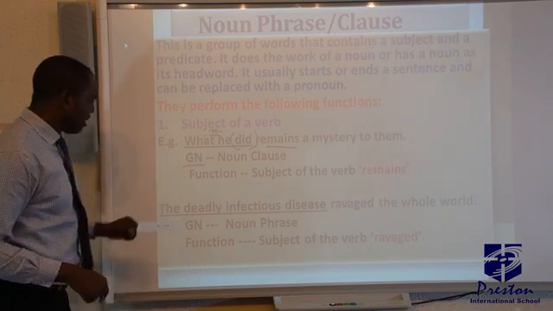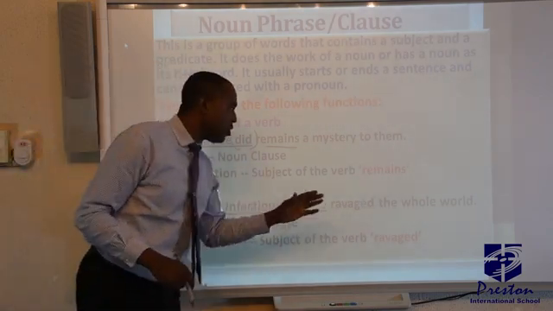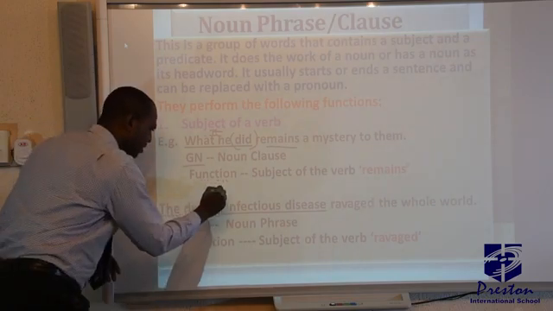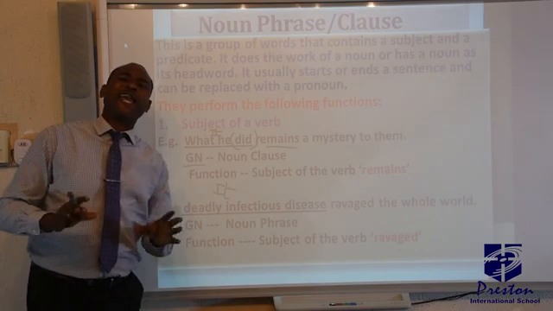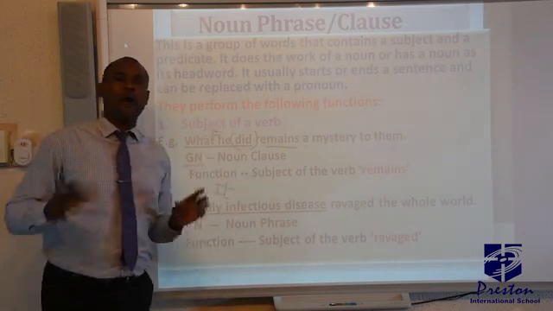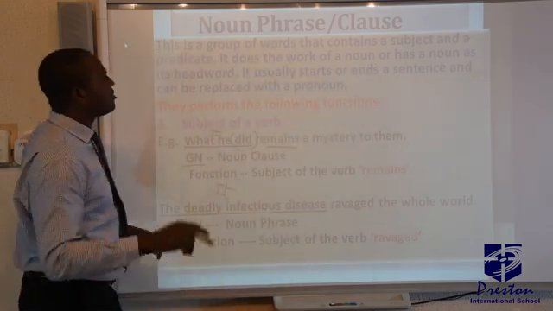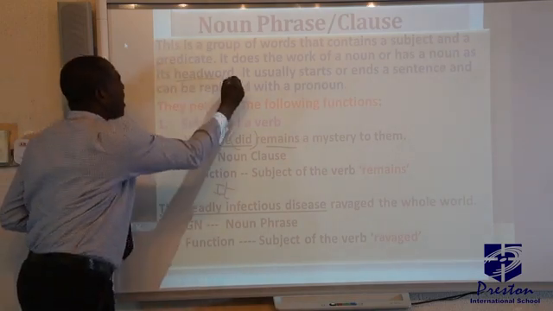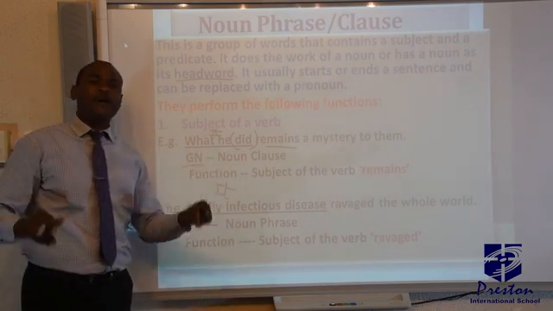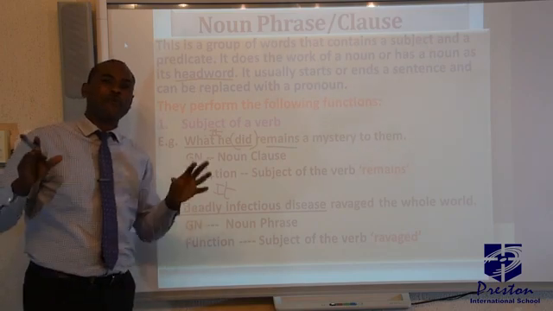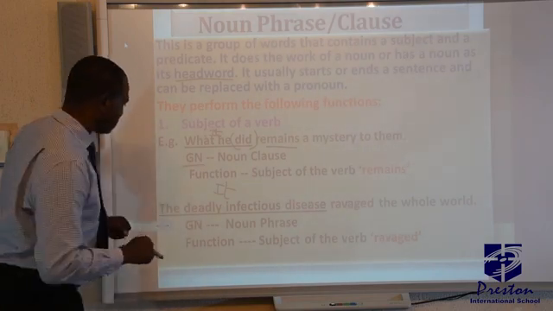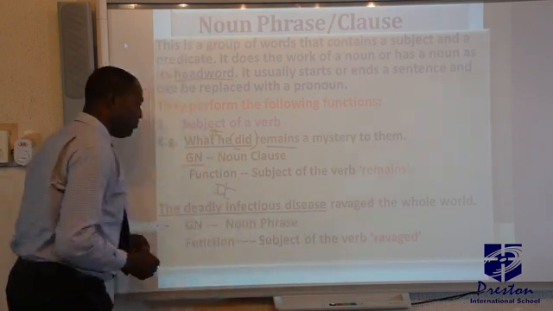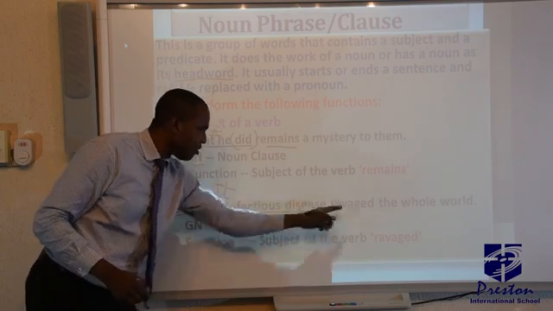When a verb is acted upon by a particular expression or word, you say what you have here is the subject. Another example: the deadly infectious disease ravaged the whole world. It can be replaced with a pronoun, it, as well. So when you see that the underlined expression can be replaced with a pronoun, or that it starts or ends a sentence, or it does the work of a noun, or it has a noun as its headword, you know that what you have here is either a noun phrase or clause. So you just need to check whether it contains a verb or not. This is a phrase because it does not contain a verb. Deadly infectious disease, there is no verb there. So it's a noun phrase, and the function is subject of the verb ravaged.